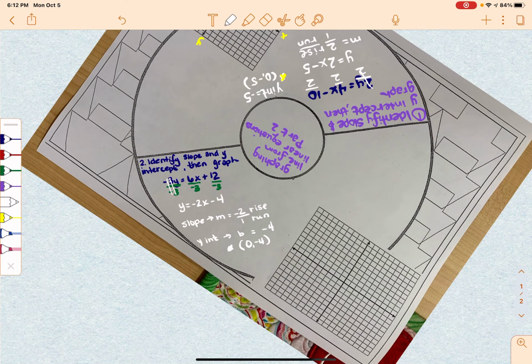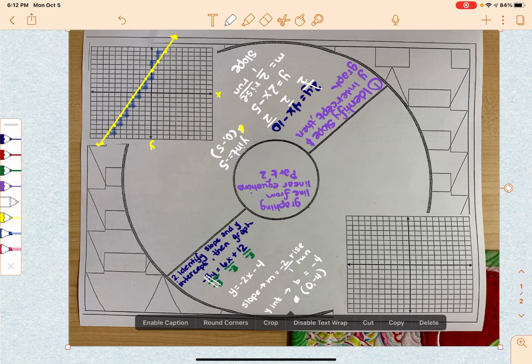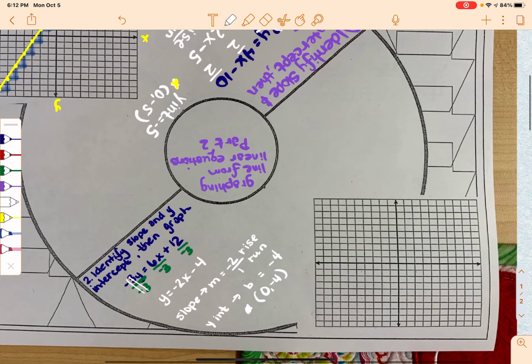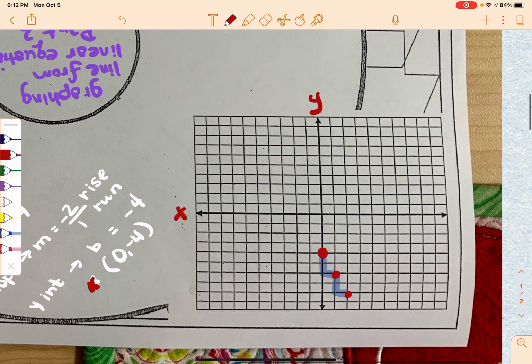Okay, I'm going to take my paper and turn it again so I can start to graph here. So x and y. And I start graphing with this first, so 0, -4. Now my slope is -2 over 1, which means I go down 2 and over 1. Down 2 and over 1. I'm going to zoom in a little bit more just so you can see this better. Down 2 and over 1.